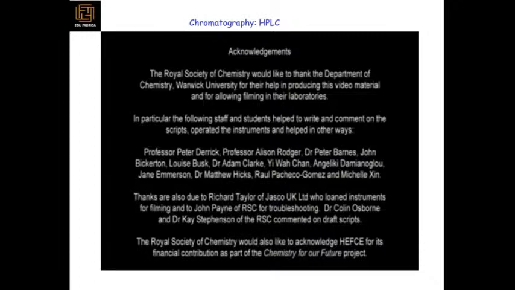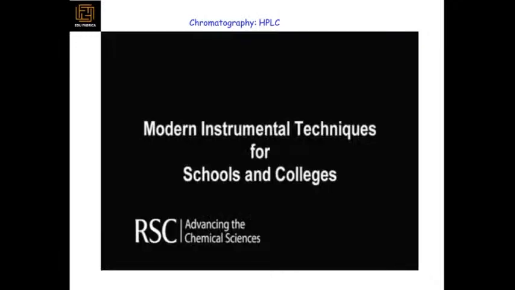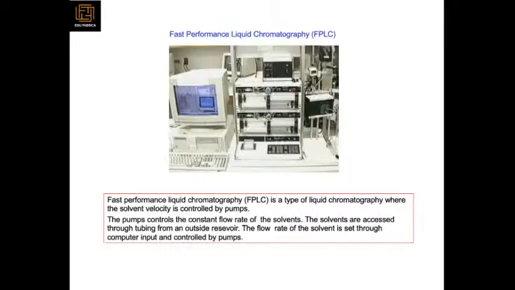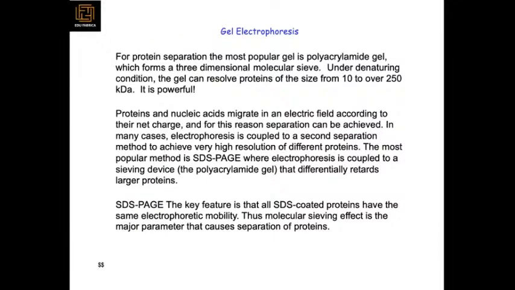So that's it for the HPLC point of view. So this is another method, as I discussed, something in between column chromatography and HPLC. This is fast performance liquid chromatography, which is a type of liquid chromatography where solvent velocity is controlled by the pumps. We should not go too far into that.